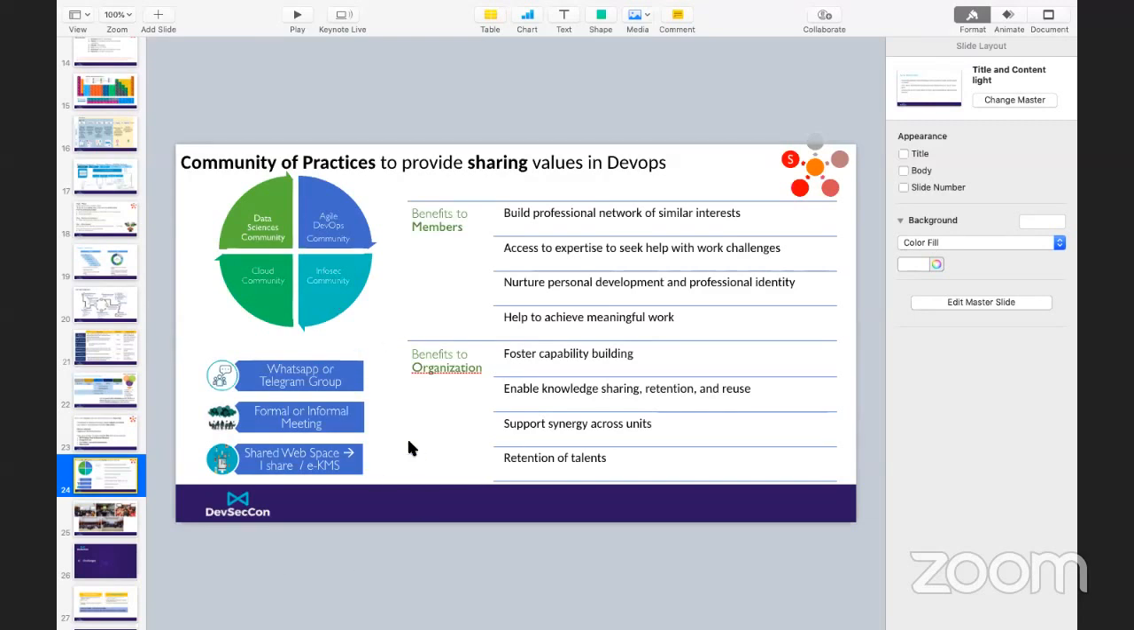So what we do is we put all the material or the theory in a shared web page in iShare, an electronic knowledge management system.